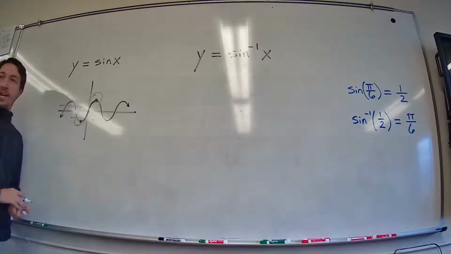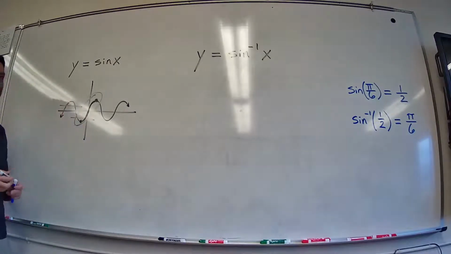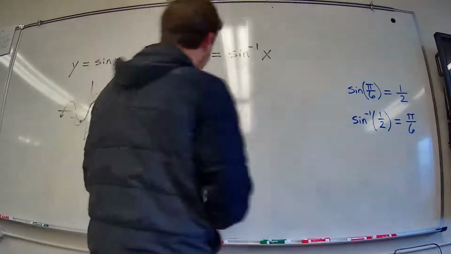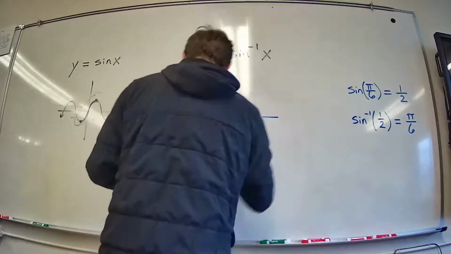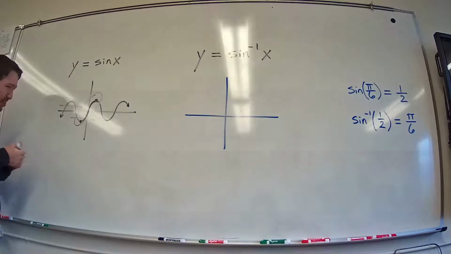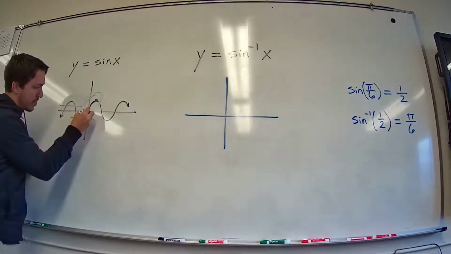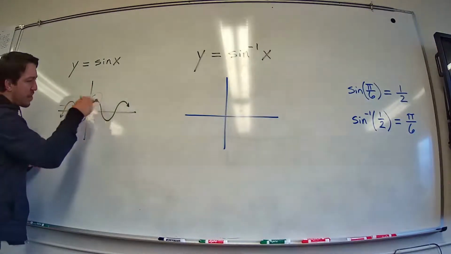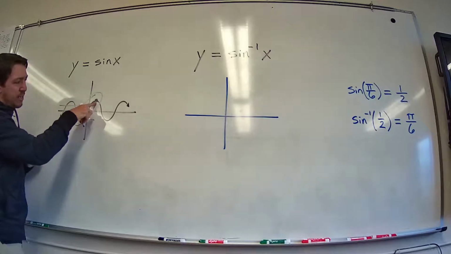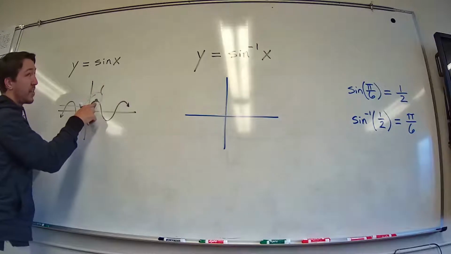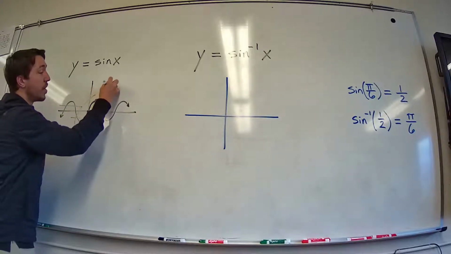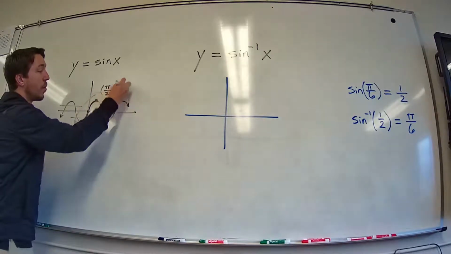Okay. This is the part of the function we're going to isolate. So that's the part we're going to invert. I forgot to do one important thing. Let's identify the endpoints of this thing. There are 3 points that are really relevant. This one, what's its x value? Its x value is pi over 2. Its y value is 1.